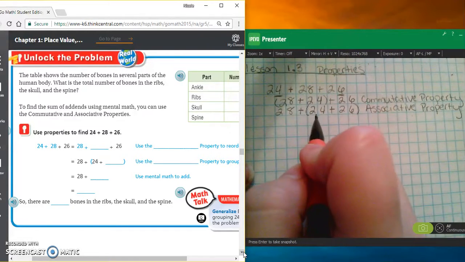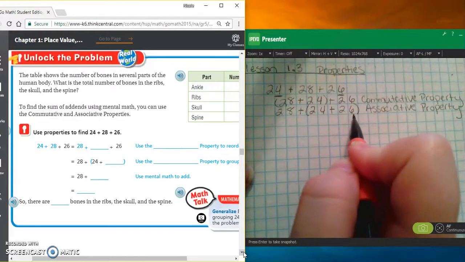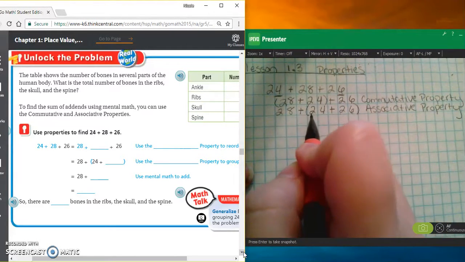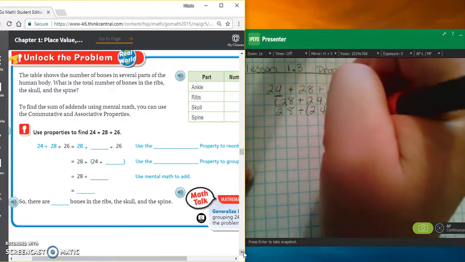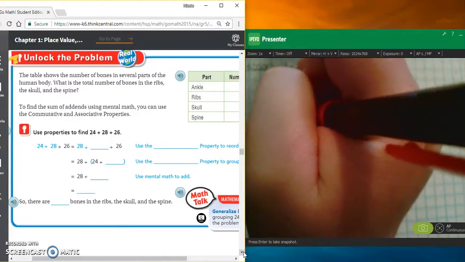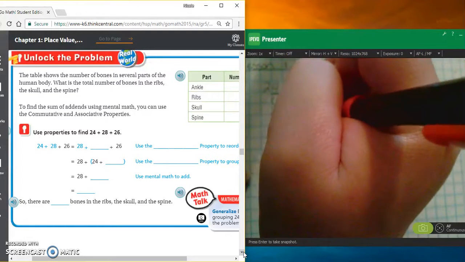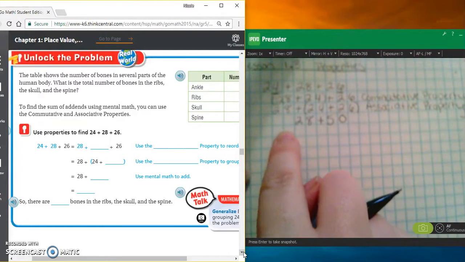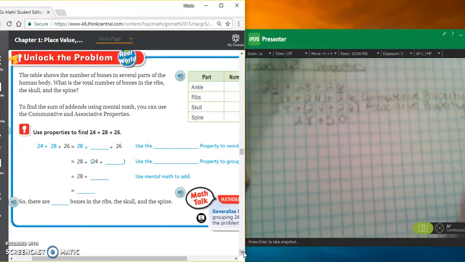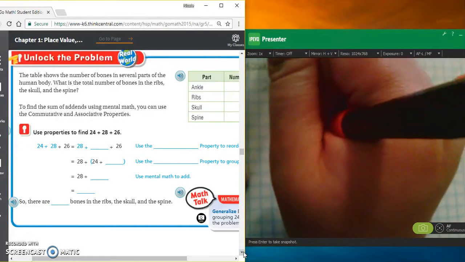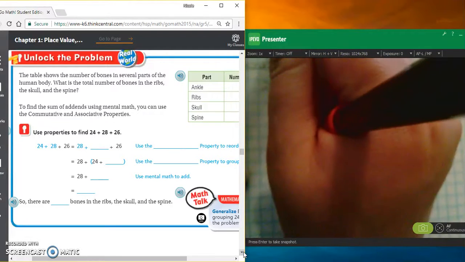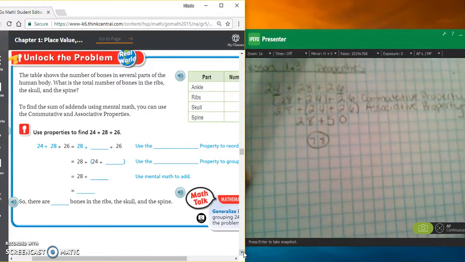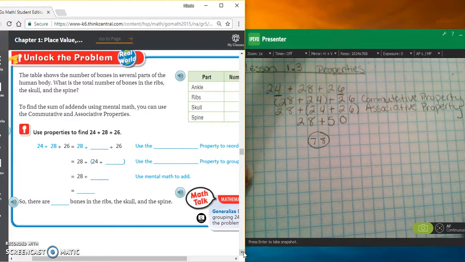So now we can add. And I know 4 plus 6 is 10, 20 plus 20 is 40, plus that 10 is 50, plus the 28, so 28 plus 50 equals 78. So there are 78 bones in the ribs, in the skull, and the spine.